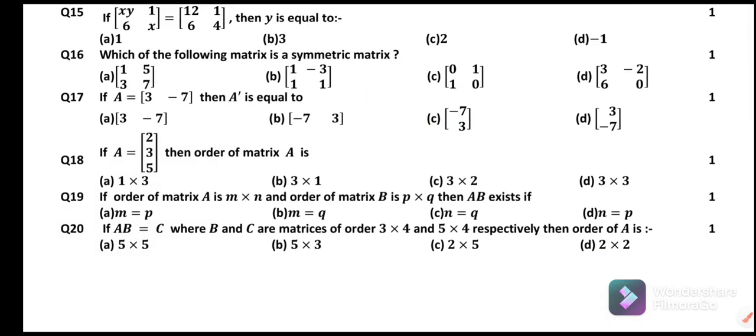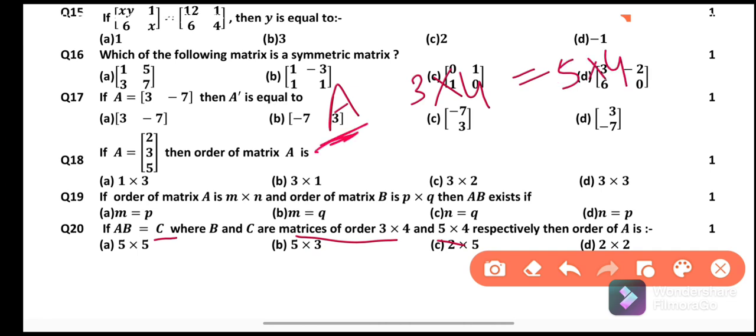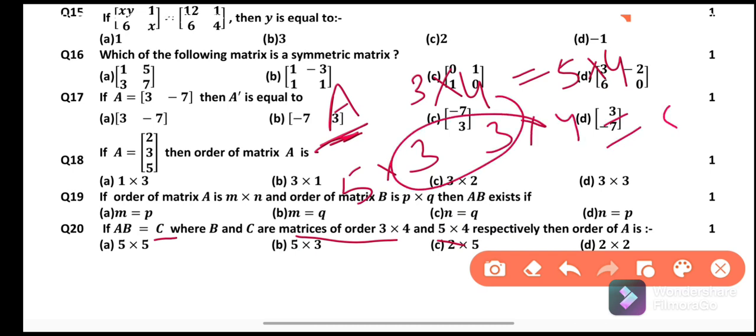Last question. If AB is equal to C, where B and C are matrices of order 3 by 4 and 5 by 4 respectively, then order of A is. Now order of B is given 3 by 4 and order of C is given 5 by 4. So order of A is equal to 5 by 3. So answer is B option.